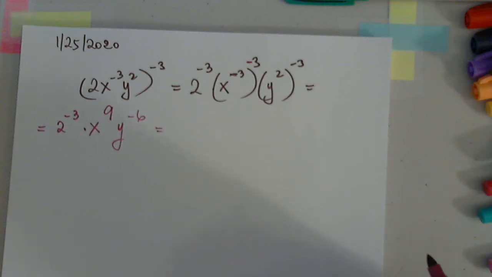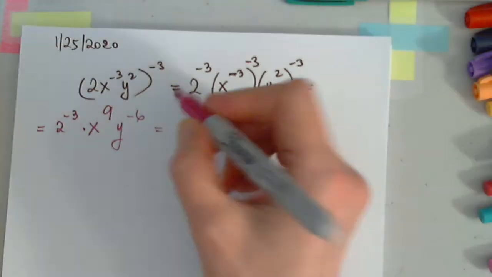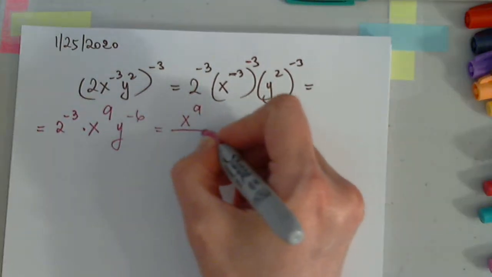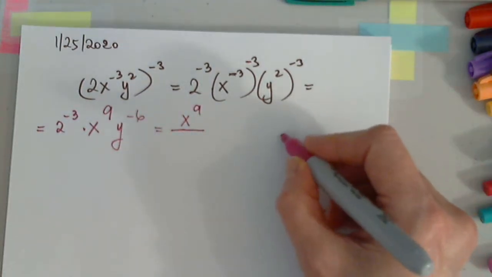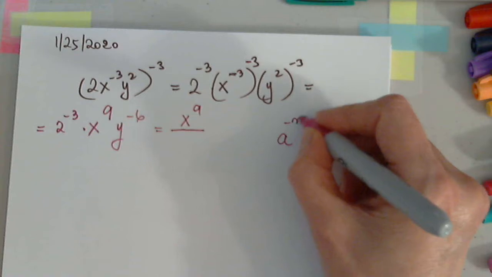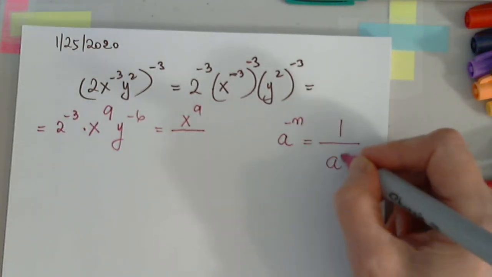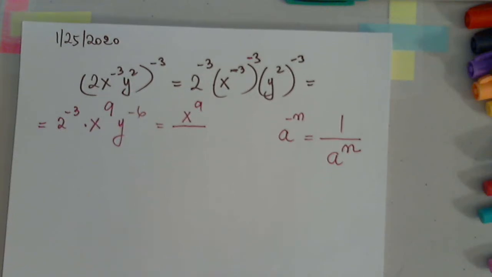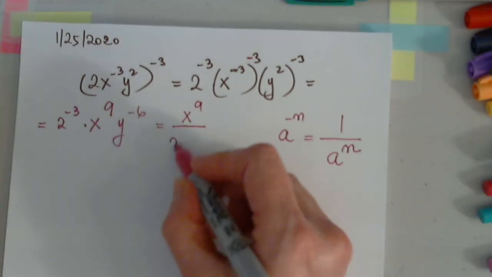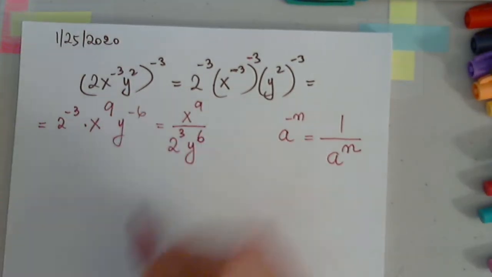Okay, let's say Gabby. Are you there? Yeah, sorry. No problem. I don't know. That's okay. So we have x to the 9. Now your turn. Yes. Any exponential notation with a negative exponent changes into a fraction. So therefore, these 2 go to the denominator as 2 to the 3rd and y to the 6th.